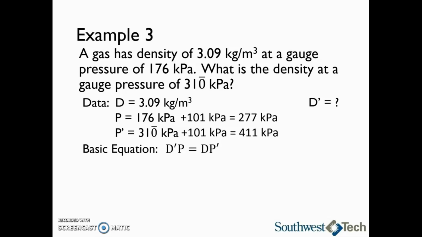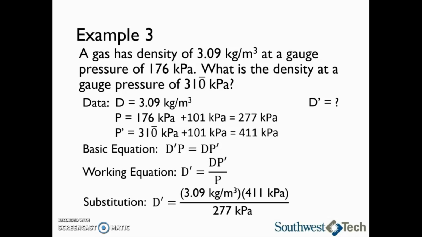We can rearrange this to solve for D prime, which equals D times P prime divided by P. Substituting, we have 3.09 kilograms per cubic meter times 411 kPa divided by 277 kPa. This gives us a new density, D prime, of 4.58 kilograms per cubic meter. This concludes our discussion on Boyle's law, density, and pressure.